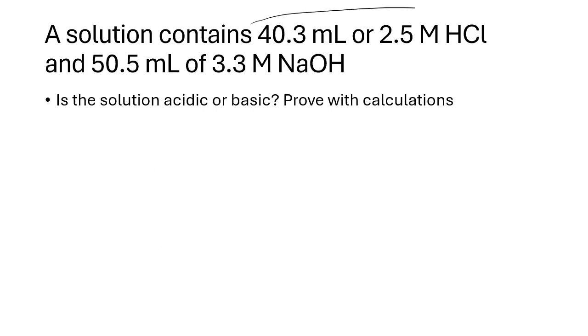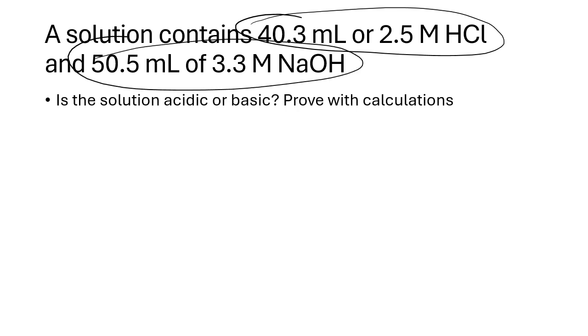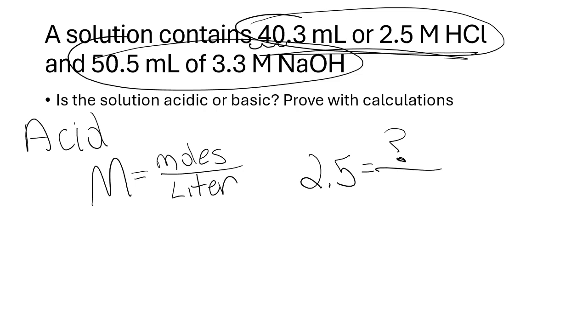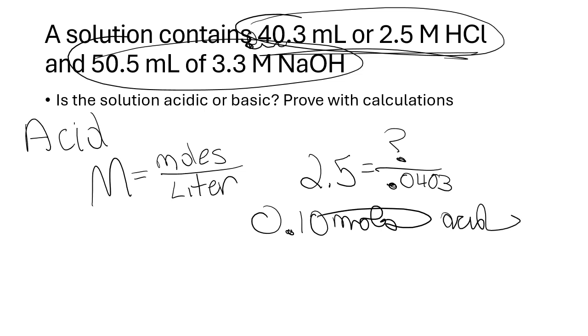So let's say, if you could do one of these, you can do any of these. And I'm doing this just because I haven't really touched on molarity much, and I should have. So I'm just throwing it in here. We have an acid, which is HCl. Big M equals moles divided by liters. So 2.5 equals moles over liters. Take the milliliters and move the decimal 3 times to make liters. So you've been doing that all year. And so for the acid, 0.0403 times 2.5, with sig figs I get 0.10 moles of acid in the solution.